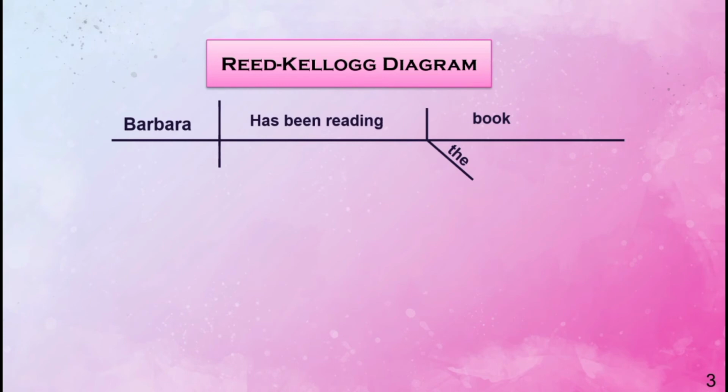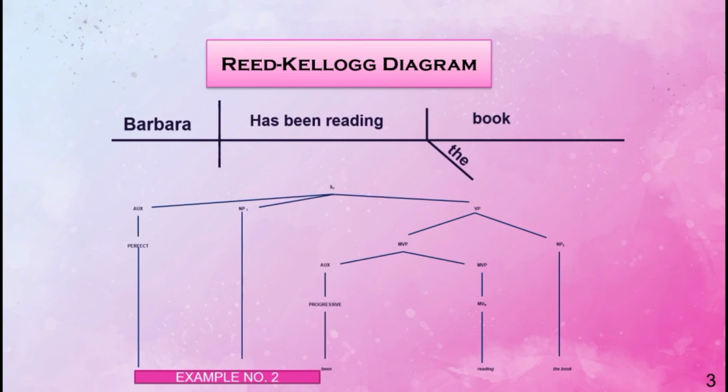Reed-Kellogg diagrams present yes or no questions in the form of the statements underlying them. The question analyzed with a phrase marker in example number 2 is represented with the Reed-Kellogg diagram in this example.